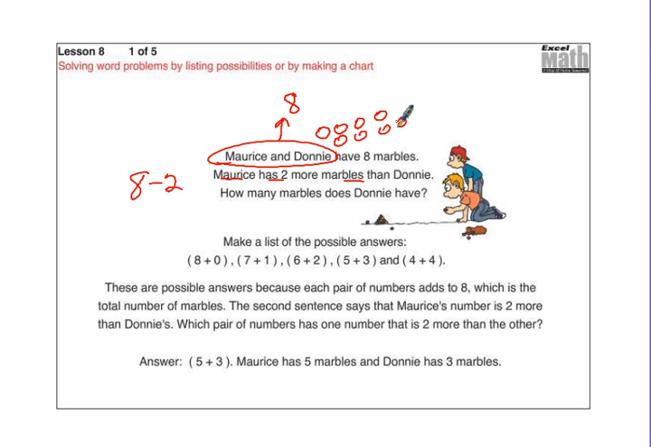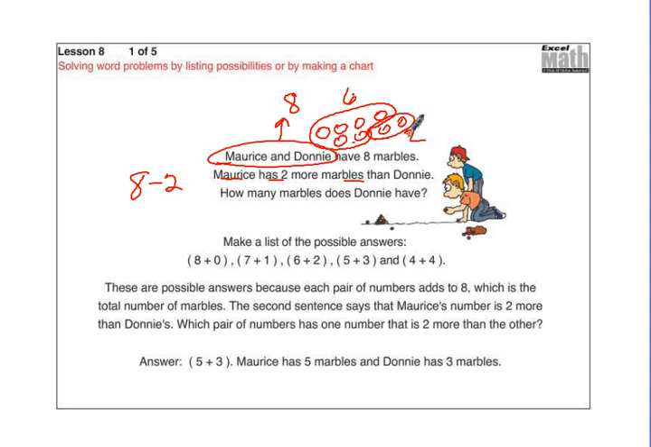And it says Maurice has 2 more than Donnie. Well, if you just do 8 minus 2 is 6, then that means one of them has 6. Now let's see, here's 6 right here. But it says Maurice has 2 more marbles than Donnie. If this person has 6, the other person has how many? Because together they have 8. The other person has 2. Is 6 2 more than 2? Well, no. 6 is 4 more than 2.